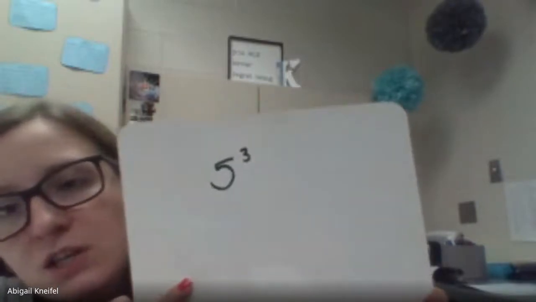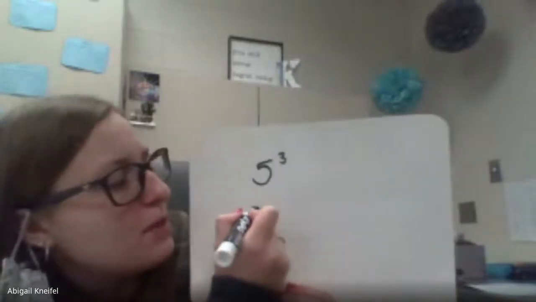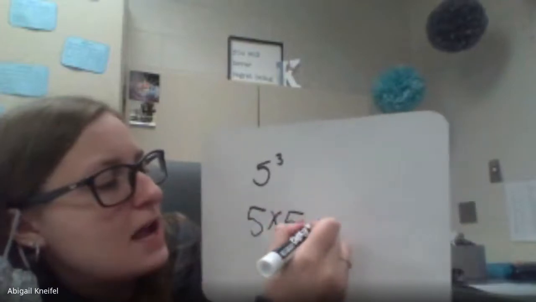That's wrong. That's 5 times 3. This is 5 to the third power. Remember, it is not 5 times 3. That is not the question. The question is not 5 times 3. It is 5 to the third power, which means your problem should look like this: 5 times 5 times 5.